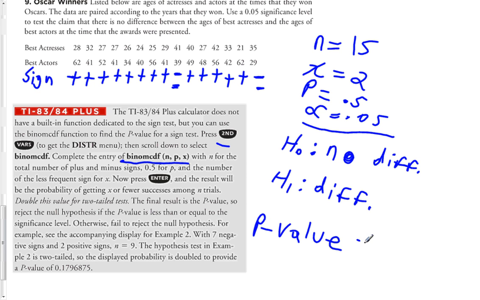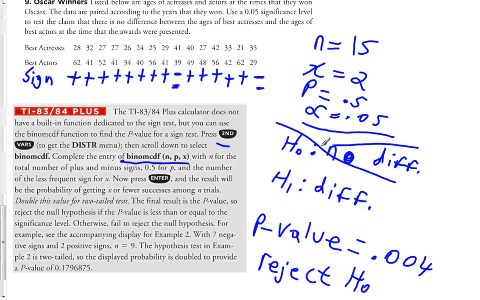And because this p-value is less than alpha, which is 0.05, we're going to reject the null hypothesis. So we reject the H0. We reject the null hypothesis. And the null hypothesis is there's no difference. We're rejecting that in favor of the alternative hypothesis, which says that there probably is a difference between the ages of the best actor and best actress in the year that they won. So there is a difference between the numbers on the bottom and the numbers on the top.